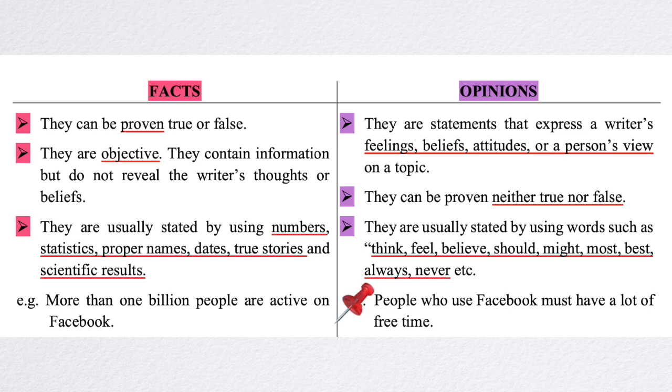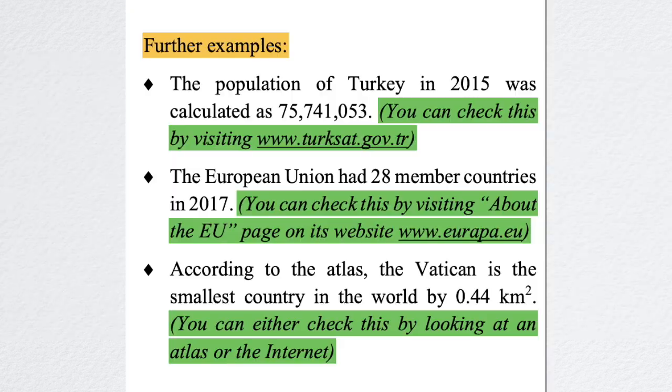Now look at the example. People who use Facebook must have a lot of free time. We can use must when we want to make a guess about something. This is an opinion as it expresses the writer's opinion on Facebook users. Here are other examples of facts. As you see, statistics and numbers in these sentences can be easily checked online.